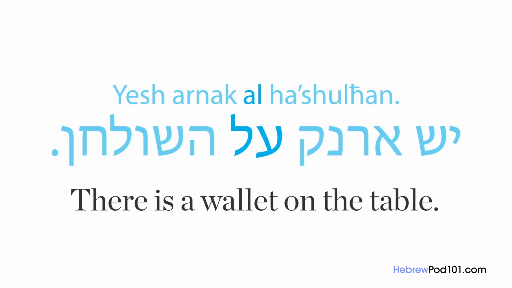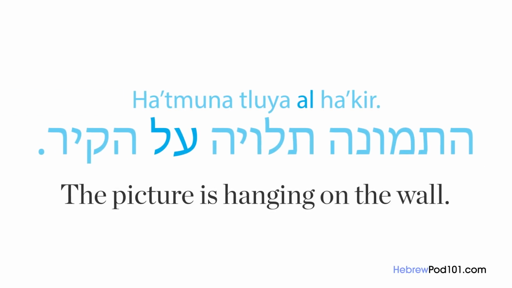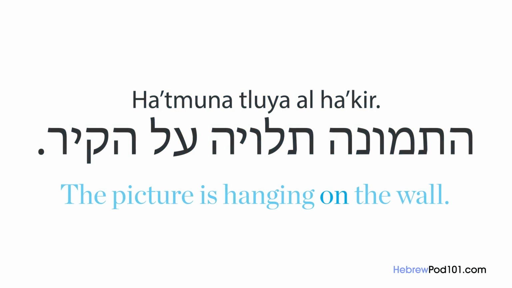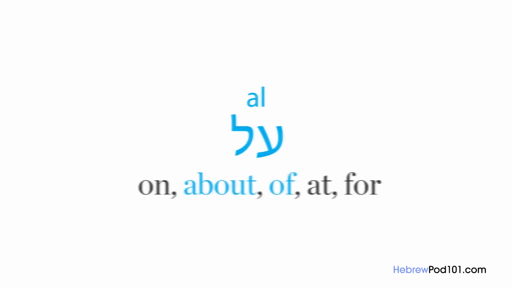Yesh arnak al hashulchan. There is a wallet on the table. Hatmuna tluya al hakir. The picture is hanging on the wall. Here are some examples of the word al when it means about or of.